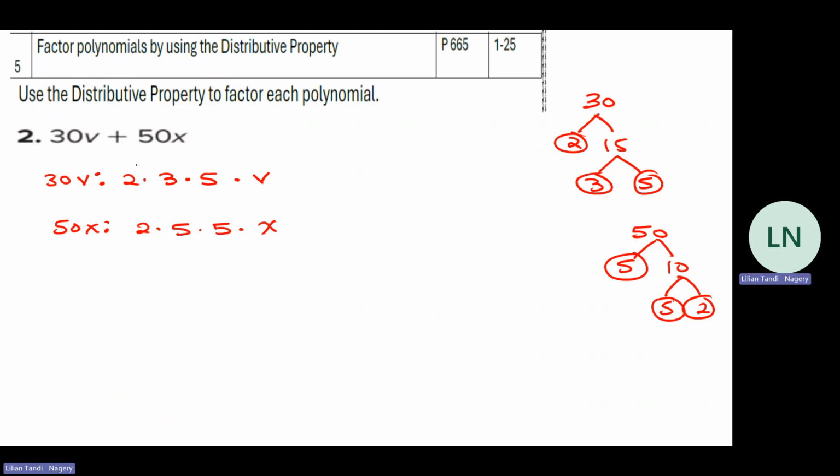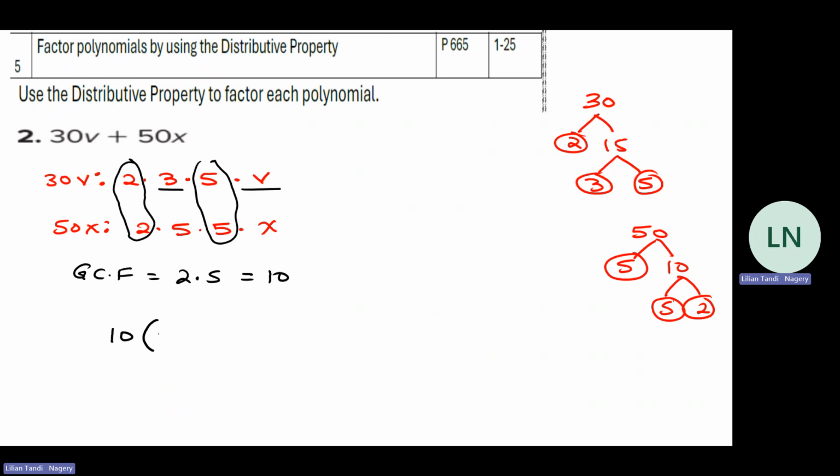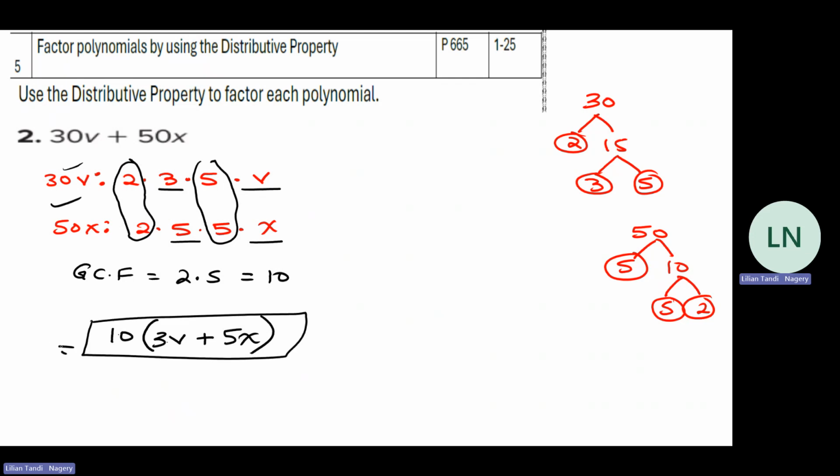Circle your common factors, 2 and 5. So your greatest common factor is 2 times 5, which is 10. 10 outside. What is remaining? 3v. And over here, positive 5x. Now confirm. 10 times 3v, 30v. And 10 times positive 5x, positive 50x. So then you know this is your answer.